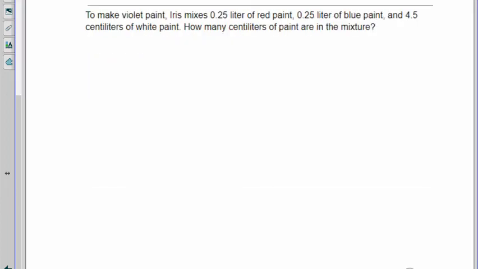So to make violet paint, Iris mixes 2,500 liters of red paint, 2,500 liters of blue paint, and 4 5/10 centiliters of white paint. And we want to know how many centiliters of paint there are in the mixture. So it looks like we need to change the liters to centiliters and then put them all together. And again, centi means hundredth, so there are 100 centiliters in 1 liter. That's your conversion. Give it a try, and we'll talk about it in class.